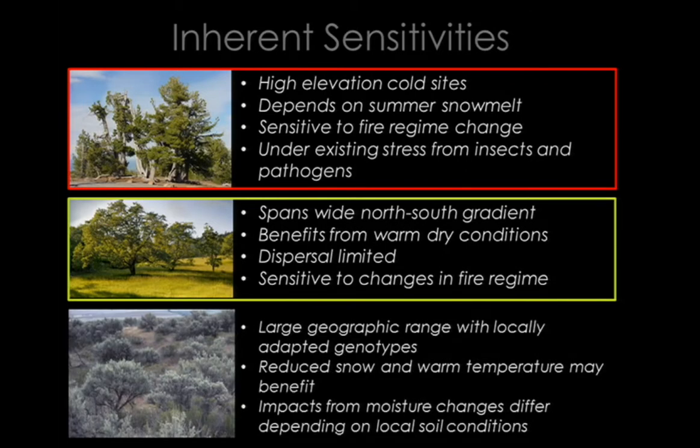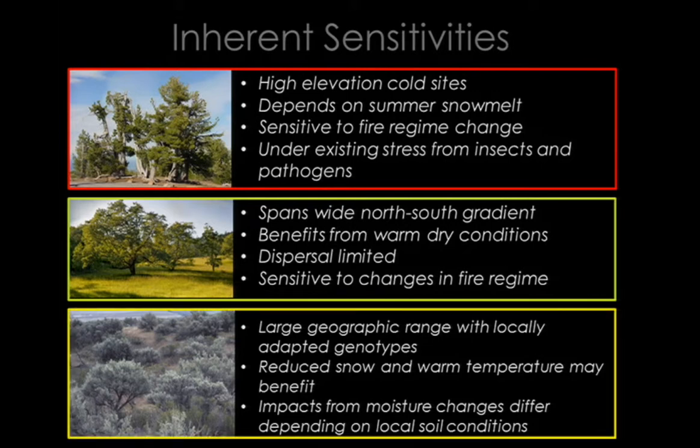And then lastly, sagebrush steppe has a wide geographic range. It does have locally adapted genotypes to different climate conditions. There have been a number of experimental studies that have looked at how it responds to climate changes such as reduced snowpack and warm temperatures, which may actually improve seedling establishment, at least at high elevations. And then there are studies showing that moisture changes will have different effects, sometimes beneficial, sometimes negative, depending on local soil conditions. So that one also gets a moderately sensitive ranking.